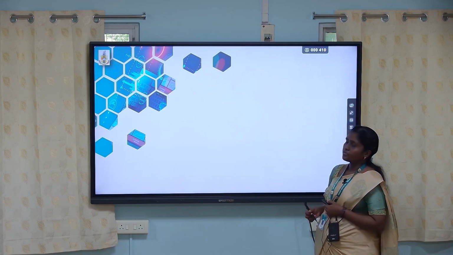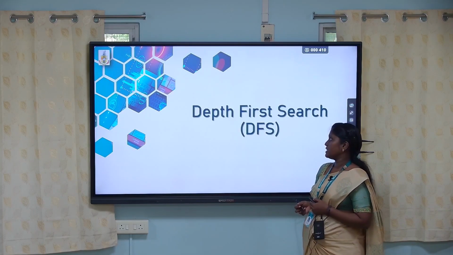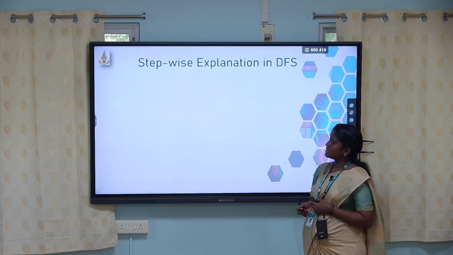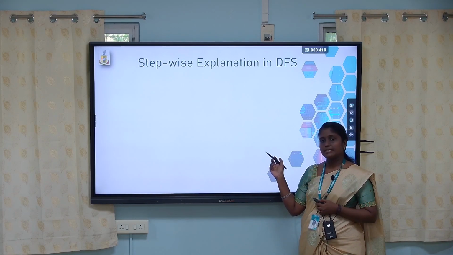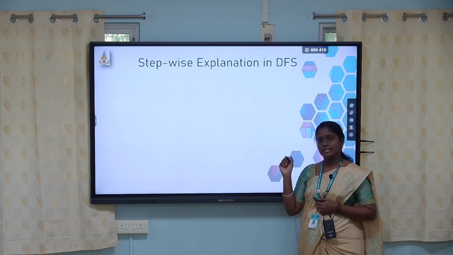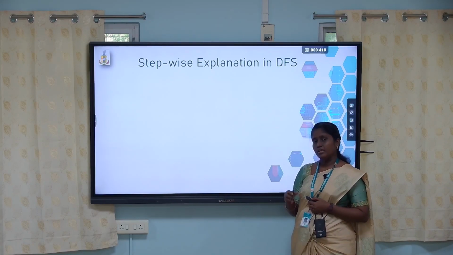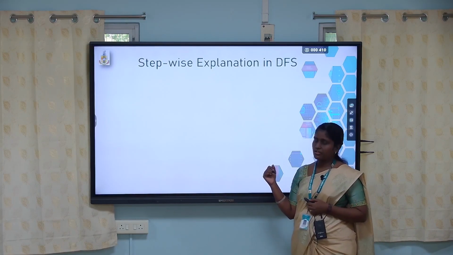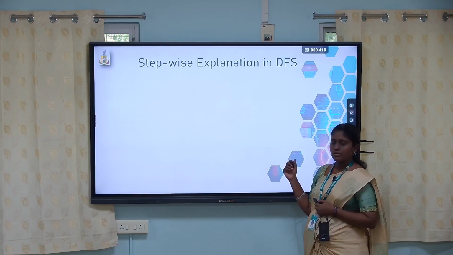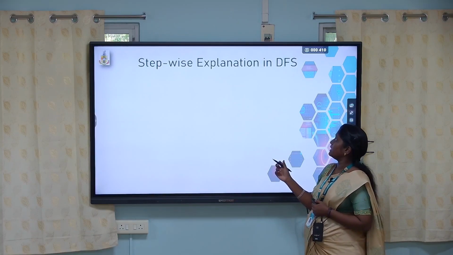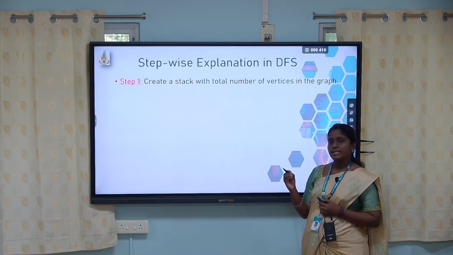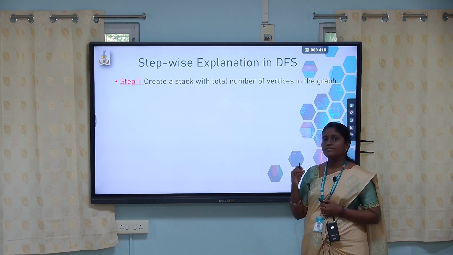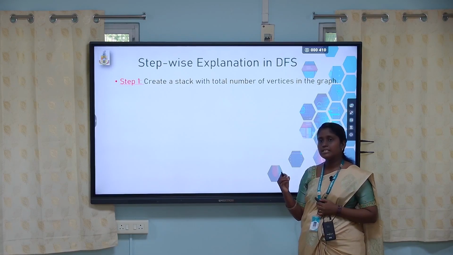And next we are concentrating on depth first traversal. As said earlier, the definition of DFS is that it searches the path in a deeper manner. We will see the stepwise explanation of how to traverse a graph using DFS. Step 1, we need to create a stack with the number of vertices. If your graph contains 8 or 9 vertices, your stack will hold 9 elements.